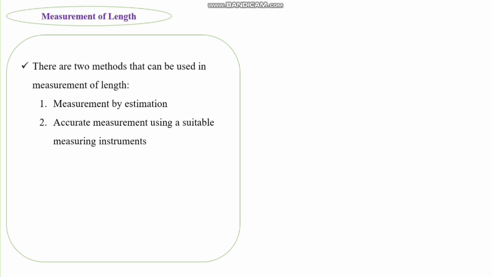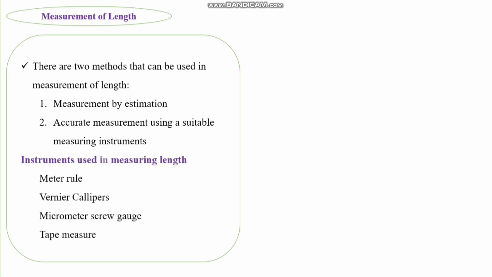So there are basically two methods that we can use to measure length. The first one is estimation. Estimation is a method that is used when accurate measures are not required. And also we can accurately measure length using suitable instruments. Some of the suitable instruments include a meter rule that is used to measure distance from one point to another, and to measure the height of a person, for example the height of a teacher.